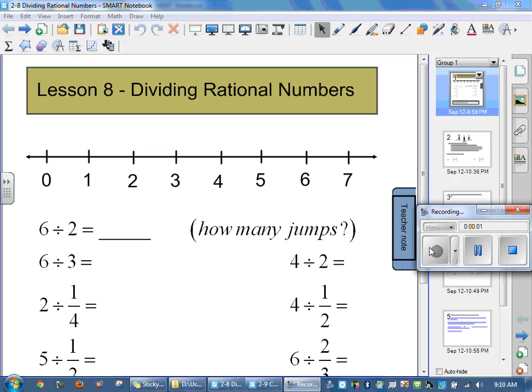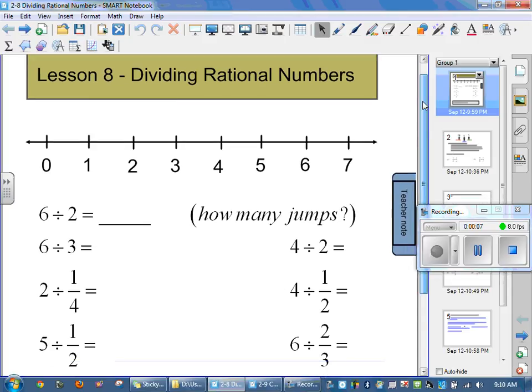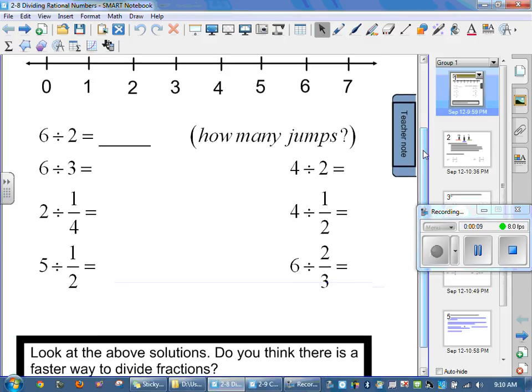Dividing rational numbers. So we're going to divide fractions, and we're going to divide decimals, and of course integers. If we just do a little mini review here, we can think of dividing as jumping, or we just divide our numbers. So you can take 6 divided by 2, how big do we get? 3, good. So we are going to get a 3 for an answer.